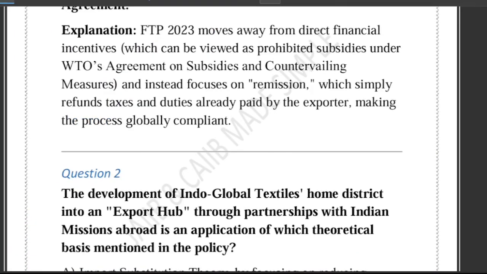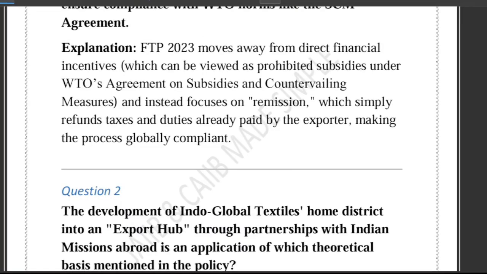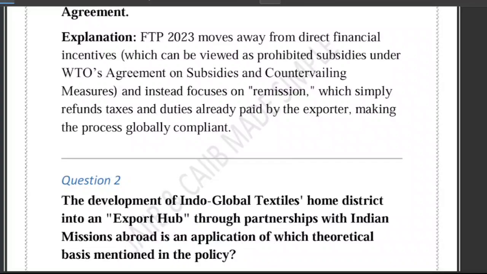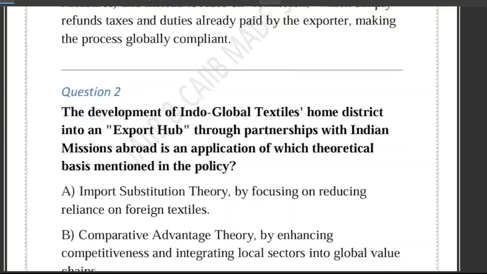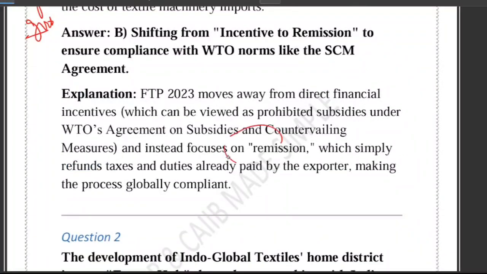The reason is that WTO objected to India's export subsidies under the SCM agreement, and this duty refund, a refund of taxes already paid, is not a subsidy. This was pillar number 2. Pillar number 2 says from incentive to remission, so instead of focusing on incentive, focus on remission.